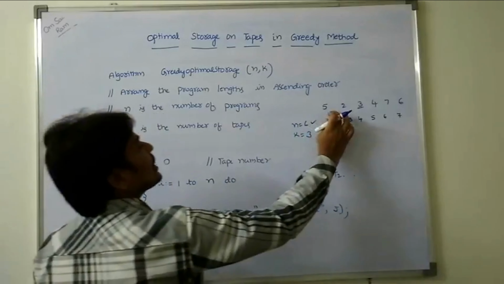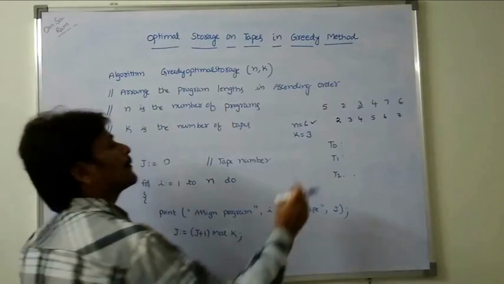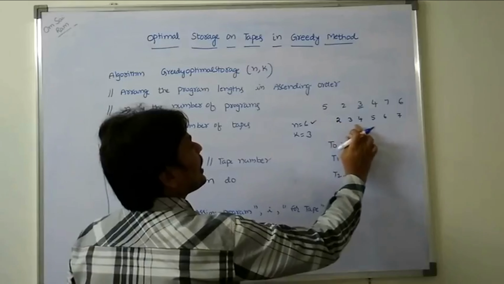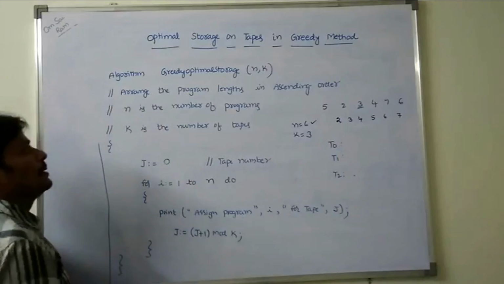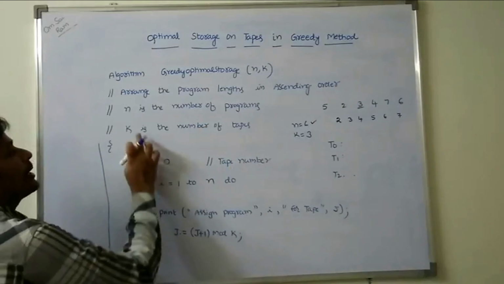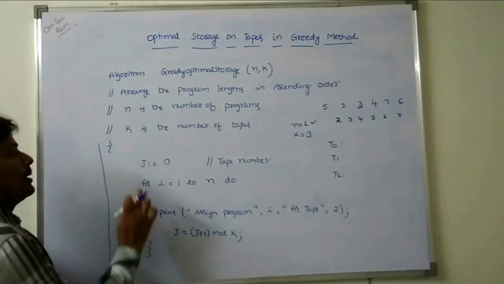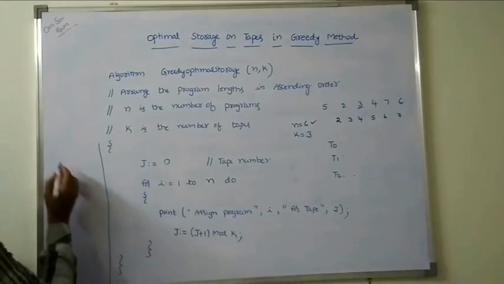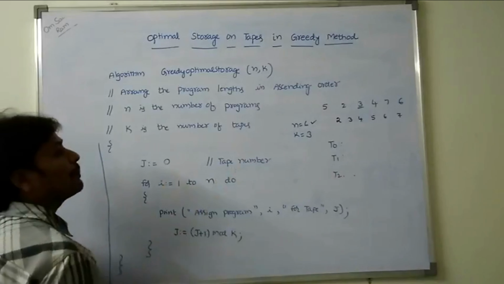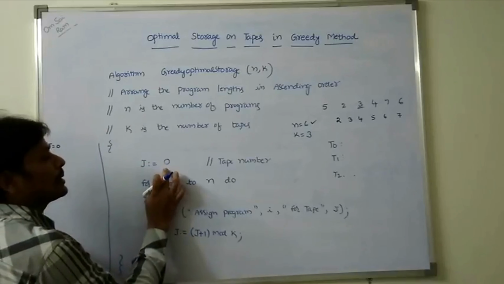First, we are arranging the program lengths in increasing order. So after arranging them in increasing order, the program lengths are 2, 3, 4, 5, 6, 7. So here n is the number of programs, that is n is equal to 6, and k is the number of tapes, that is 3 tapes. First, in the first iteration, j is equal to 0. j is nothing but the tape number. So j is equal to 0, that is the 0th tape.